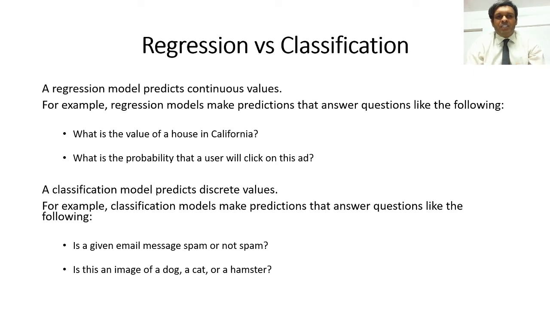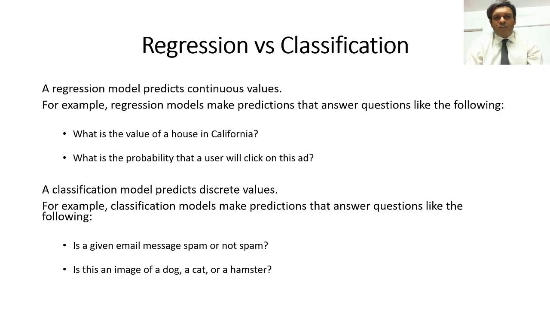A classification model predicts discrete values. Classification is basically just to classify the set of data which you have. An example you can give for this is, given an email which has arrived, is it spam or not spam? So it's more of a binary: is it spam or not?